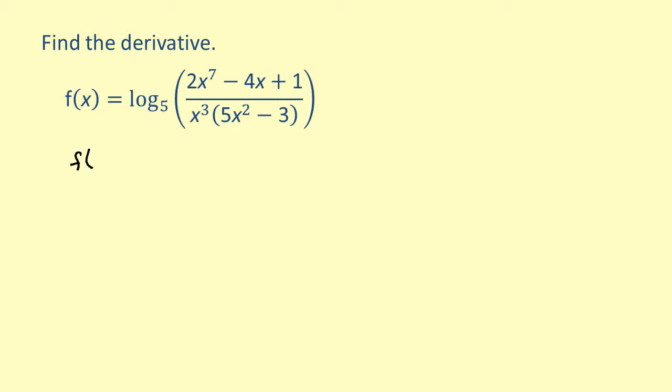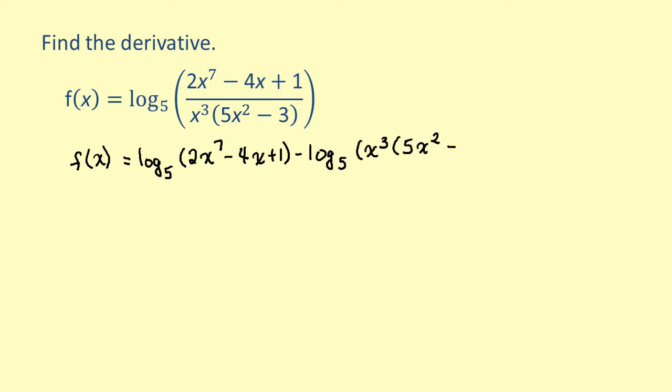So we can write f of x equals log base 5 of the quantity 2x to the 7th power minus 4x plus 1 minus log base 5 of the quantity x cubed times the quantity 5x squared minus 3. Next, let's look closely at the second term.